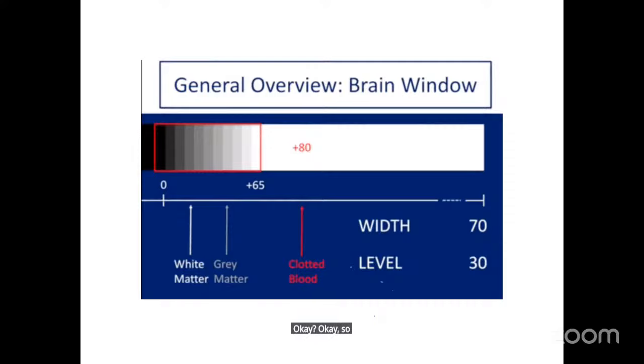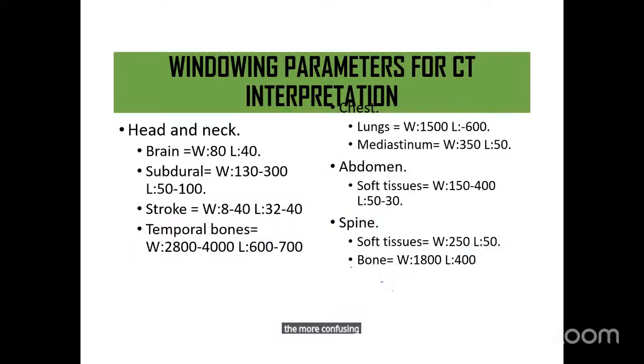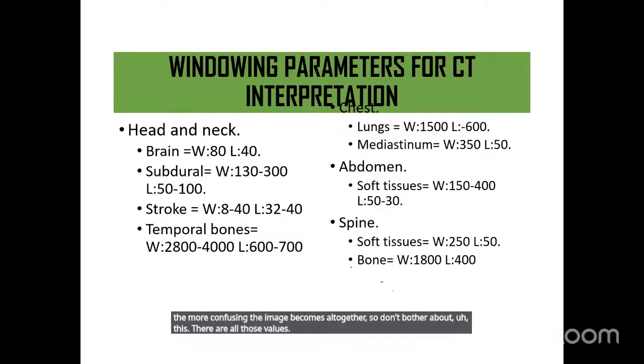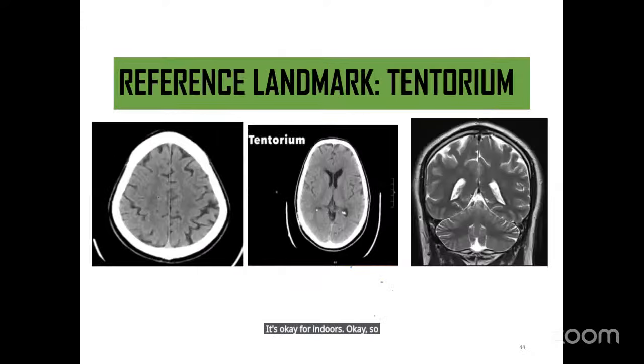So window width basically is the range of adjustment. It's just like you're adjusting contrast on your TV. All right, you increase the contrast, you reduce the contrast. Our old televisions. Okay, you increase the resolution, you reduce it. So the higher the level of adjustment, the more confusing the image becomes. Are we together? So don't bother about this. They are all just values for window width.